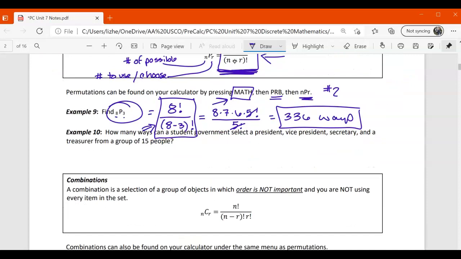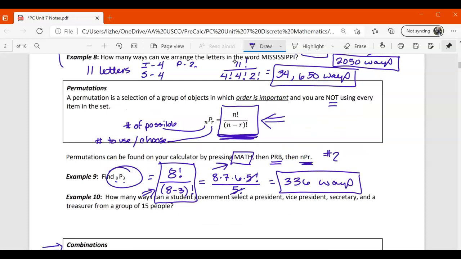Example 10. How many ways can a student government select a president, vice president, secretary, and a treasurer from a group of 15 people? So when you are doing these, the question you need to ask is, does order matter? Because down here we're going to talk about a combination where order does not matter. But a permutation is when order does matter. And it does matter who is president, who is vice president, who is secretary, and who is treasurer.